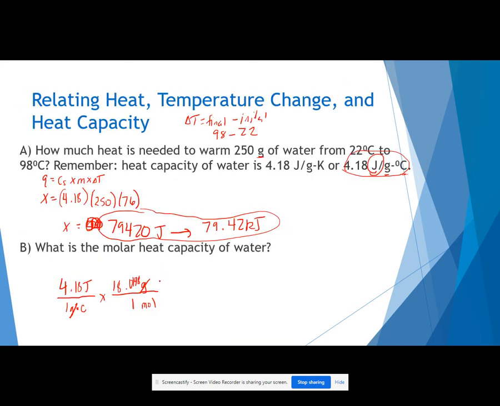So here we can go ahead and keep going. And if you just go and plug that into your calculator, you get about a 75.2 joules per mole times Celsius. So there's your answer.